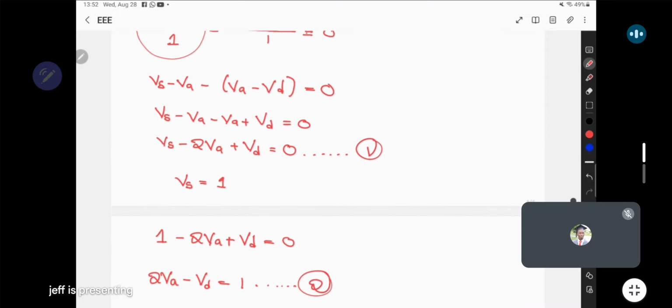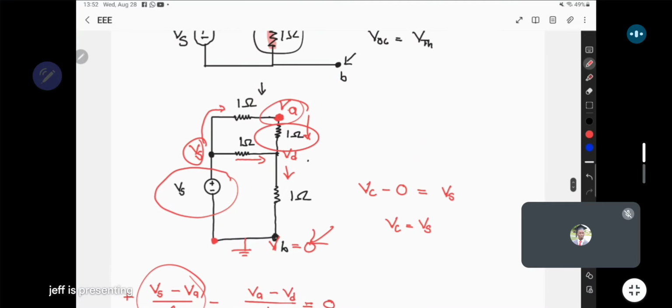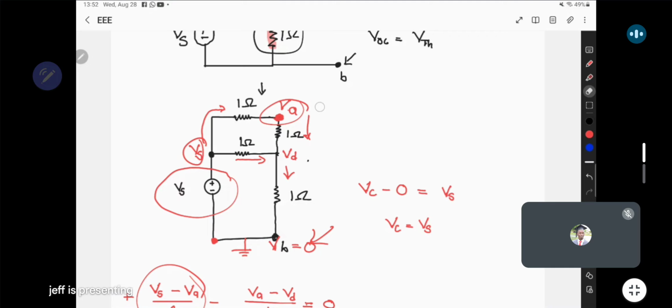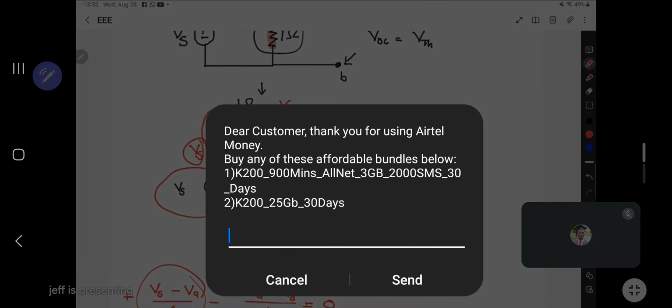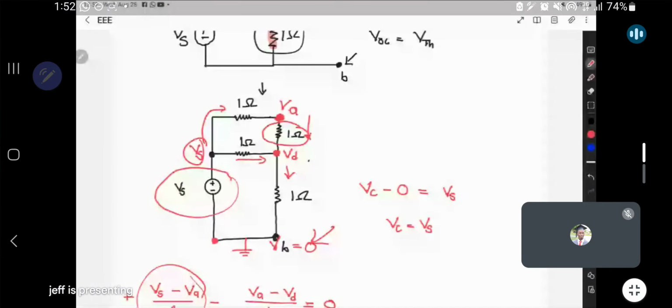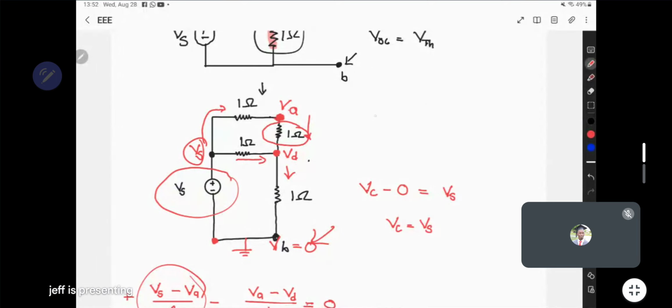Okay, now having done that, let's go to the other nodes. The only other node remaining here is the node where you have Vd. At this point, what is happening? You have current entering from here. Remember, the current entering from there will be Va minus Vd over 1 ohm, basically the same expression we came up with for that 1 ohm resistor.